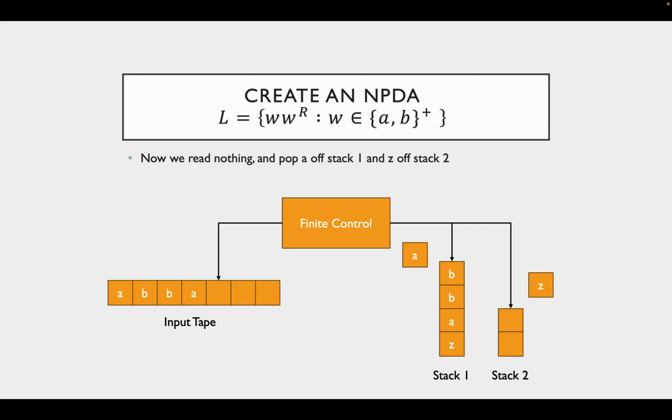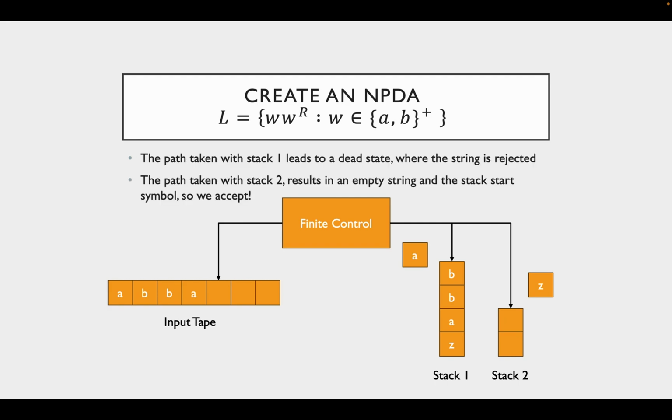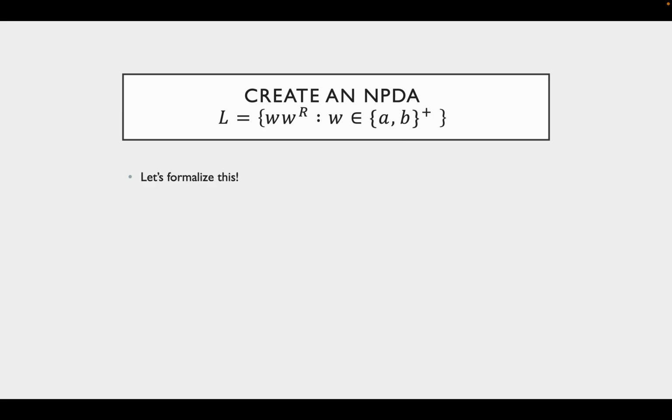Now we read nothing and pop A off of stack 1 and Z off of stack 2. The path taken with stack 1 leads to a dead state, where the string is rejected. We're at the end of the string and the stack has stuff on it, so we're not happy. The path taken with stack 2 results in an empty string and the stack start symbol, so we accept.